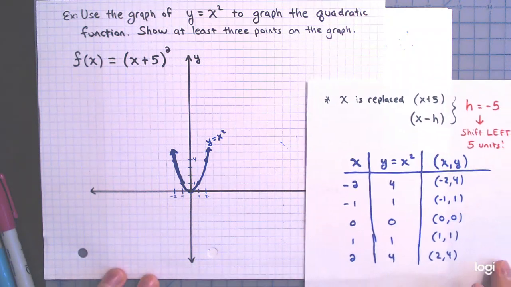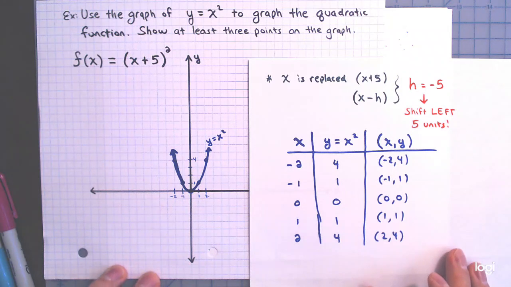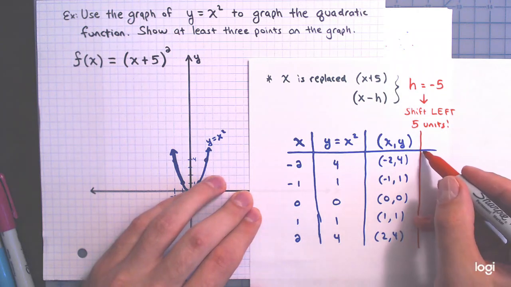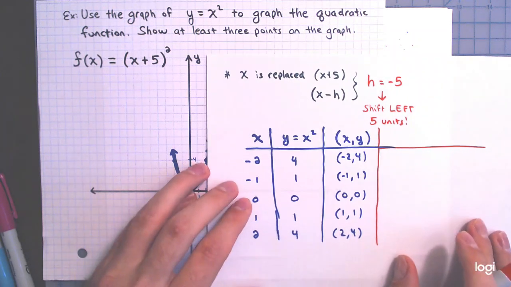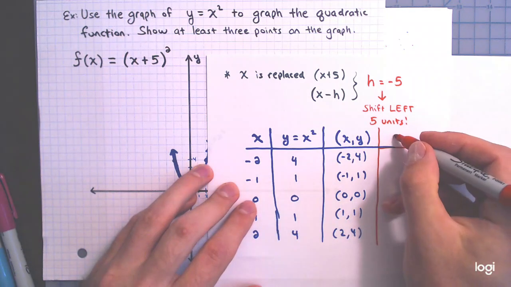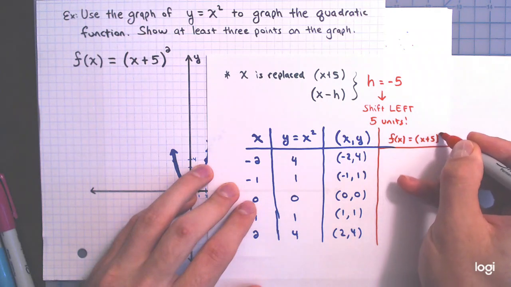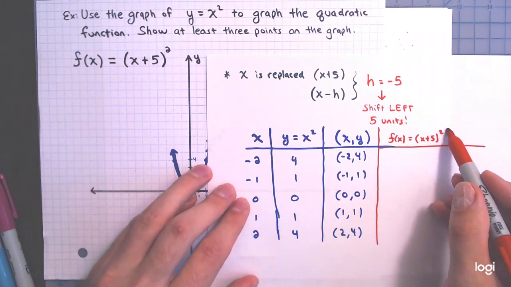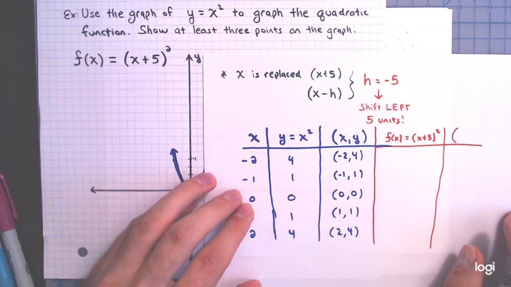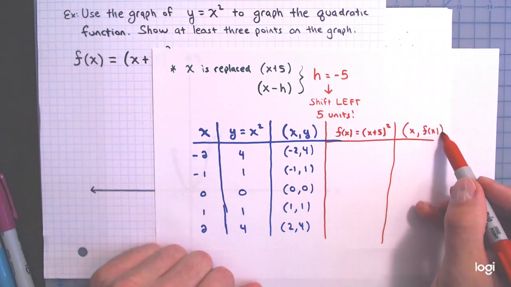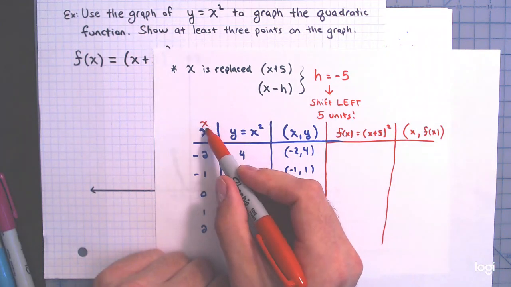I'm going to keep the same inputs here. And what we're going to do is I'm going to plug those in, extend the table a bit to this new function, this new rule, f of x or y equals the quantity x plus 5 squared. And then I'll have some ordered pairs, some points I'm going to plot after that, where you have the input x, output f of x, or the output the y coordinate. So these are the same x's over here.